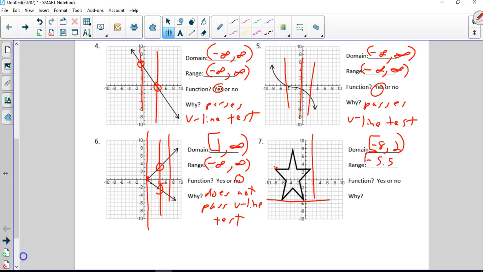And again, on these, I'm not going to be picky whether you have a bracket or a parentheses. And how high does it go? It looks like it hits 8. So we're going to use a bracket. It's not a function because it is definitely not going to pass the vertical line test.